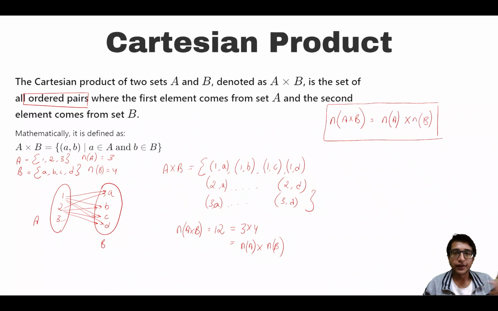Now if I was to do the reversal, let's say if I was to find B cross A, would B cross A be the same? No, it is not going to be the same as A cross B, because when we do B cross A, the elements that we are going to have are a comma 1, a comma 2, a comma 3, b comma 1, b comma 2, b comma 3. Here we are considering ordered pairs. Although if we were considering unordered pairs, then we could have said that these two would have been the same. However, in Cartesian product, we always consider ordered pairs. So that is why B cross A can never be equal to A cross B.